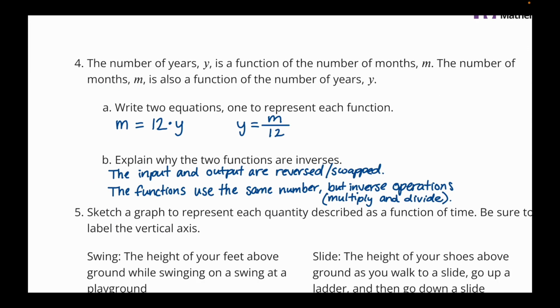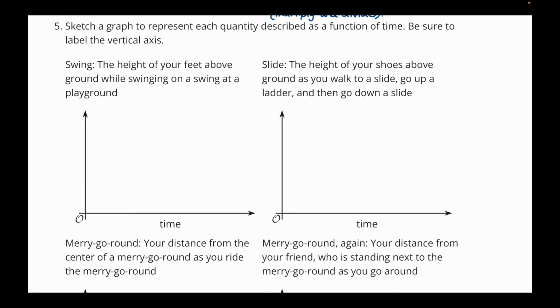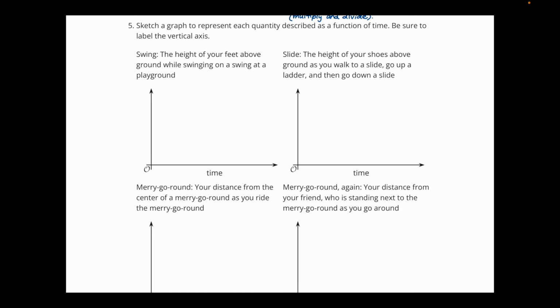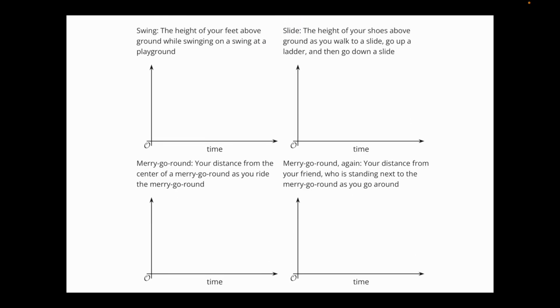Okay, so that brings us on to number 5, which is sketch a graph to represent each quantity as described as a function of time, and be sure to label the vertical axis. So we have a couple different things here. We have the swing, we have a slide, we have a merry-go-round and merry-go-round again. And so this is kind of review. It's from Unit 4, Lesson 8. We're just actually going to be sketching a graph here.